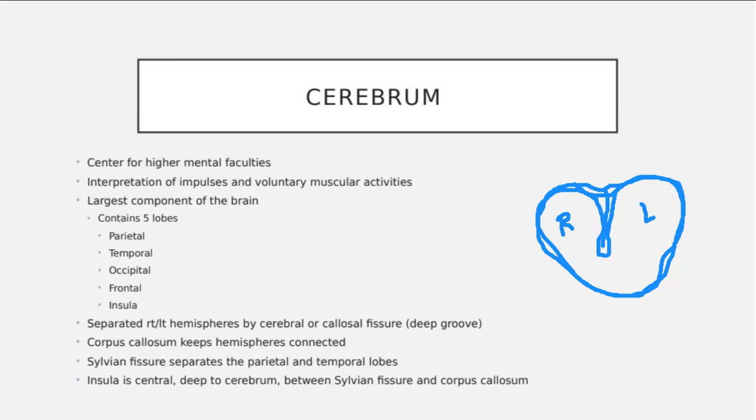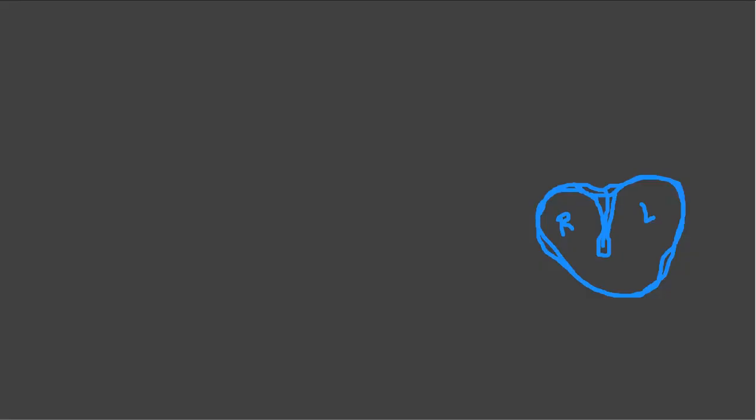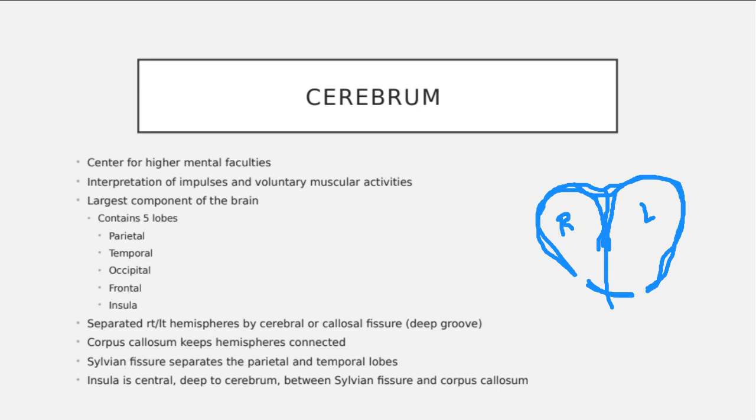We also have the corpus callosum, which is going to keep the hemispheres connected. So this is going to be our corpus callosum, right? Because if that callosal fissure and that falx cerebri went all the way down, well, then we would just have the right side and the left side of the brain, and the two would never be able to communicate with each other. So the corpus callosum is where that callosal fissure and that falx cerebri kind of end, and it allows for that communication between the right and left hemisphere.